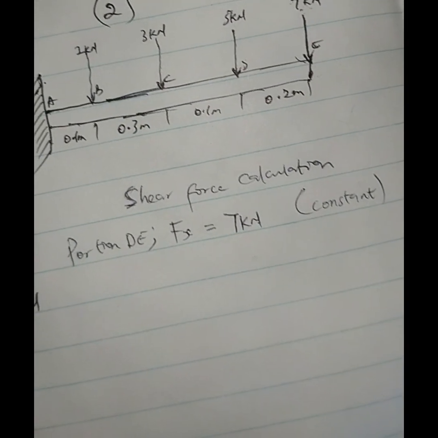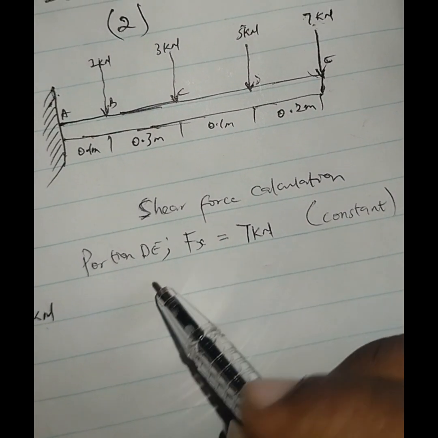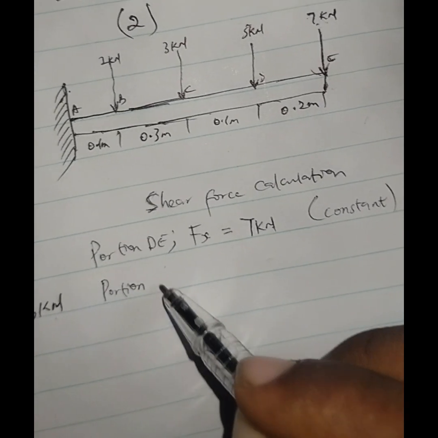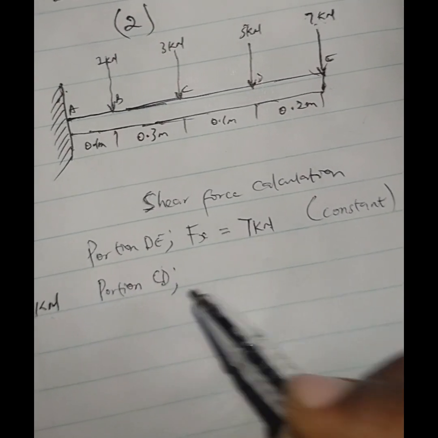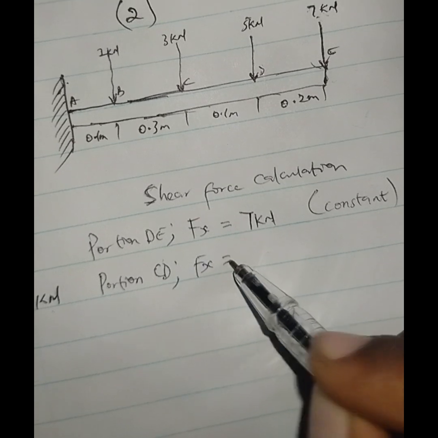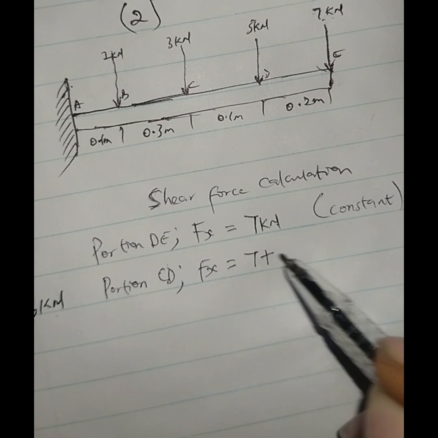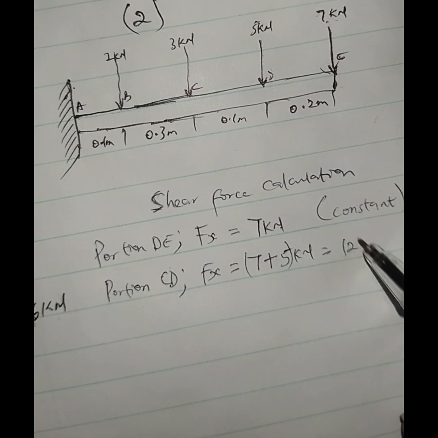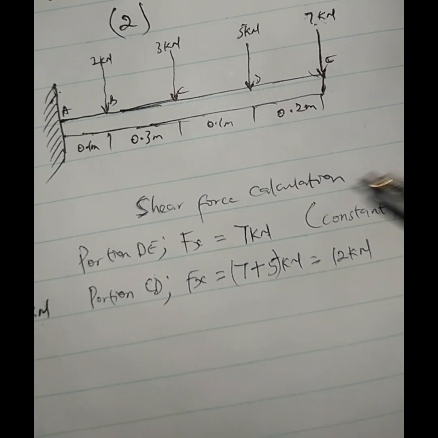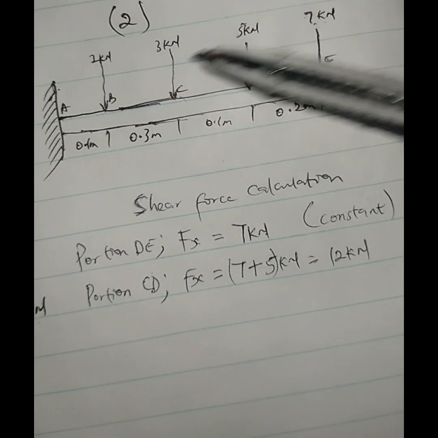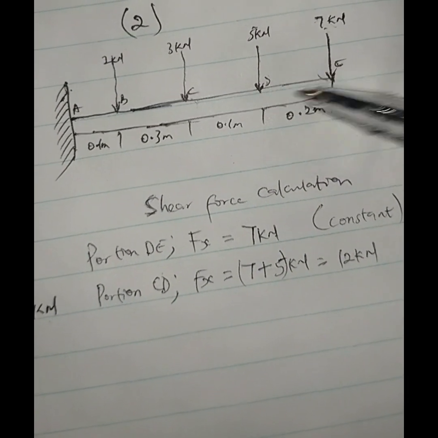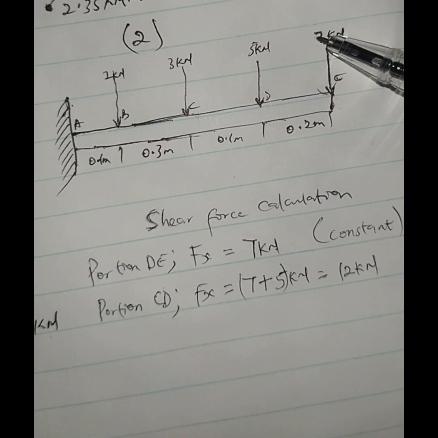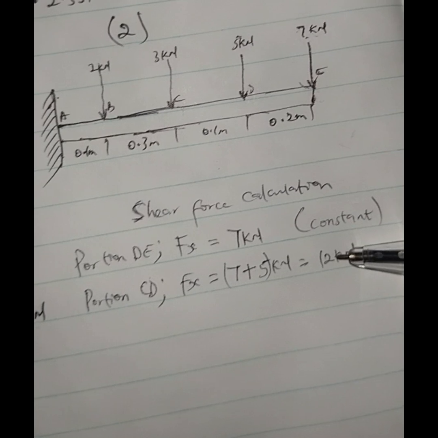So now since f of x is 7, then you go to portion CD. Your f of x is now equal to what? 7 plus 5 kilonewton, that is equal to what? 12 kilonewton. Why is it 7 plus 5? Because now in portion CD, you are cutting it before this C. Now you can see 2 point loads. These are called point loads. So you can see 2 point loads, which is what? 5 and 7. So you add up the two of them together. That's how you get this one.